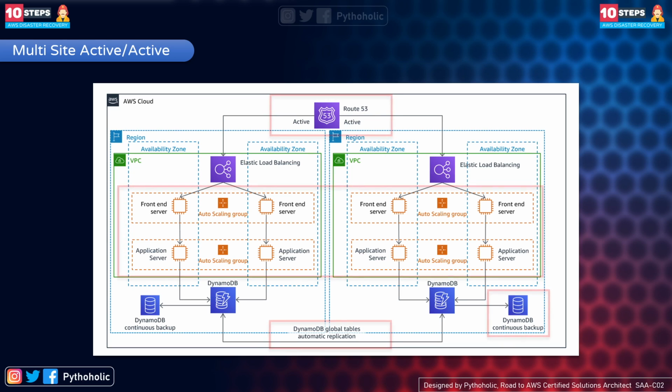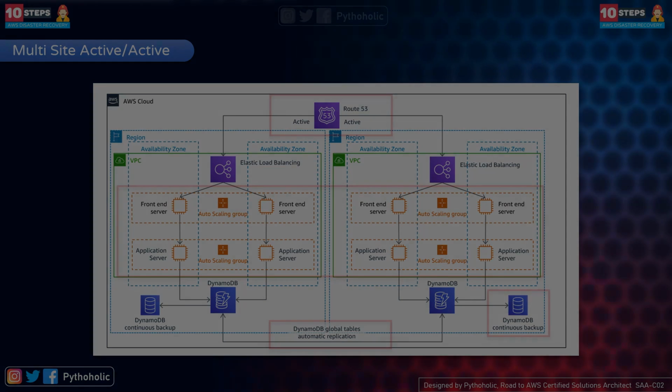So yes, there is nothing called failover. It's just traffic redirection, and that's what we test when testing for disaster recovery with site-to-site or multi-site active-active. For replication, obviously we can make use of DynamoDB global tables, and you can route the right transaction to the closest region that you have and also use it for continuous backup.